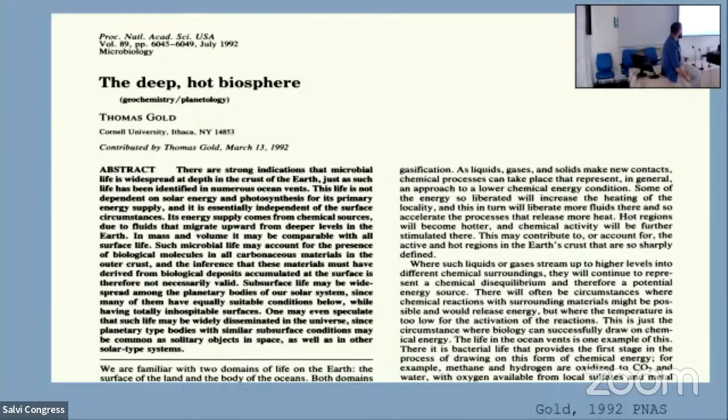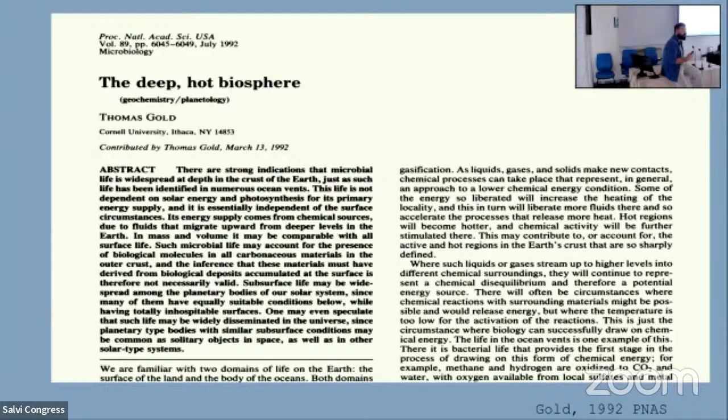So this was published in the Proceedings of the National Academy of Sciences, PNAS, and he titled this paper "The Deep Hot Biosphere." In his words, since we have energy supply that comes from chemical disequilibrium within the subsurface, due to rock types, due to hydrothermal systems, due to imbalance and the activity of the planet, there might be a subsurface biosphere. At the time, he spoke about a hot subsurface biosphere because he was thinking that where you have a thermal gradient, you have a higher amount of disequilibrium.